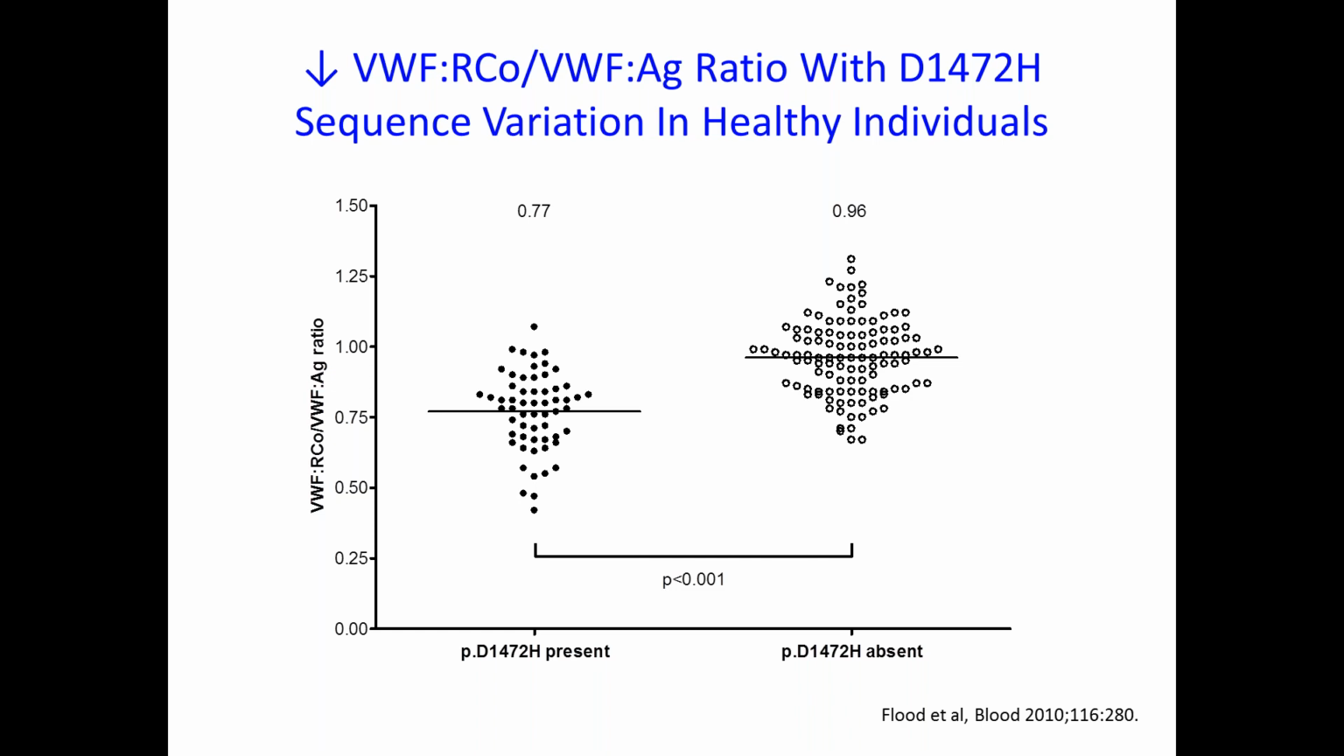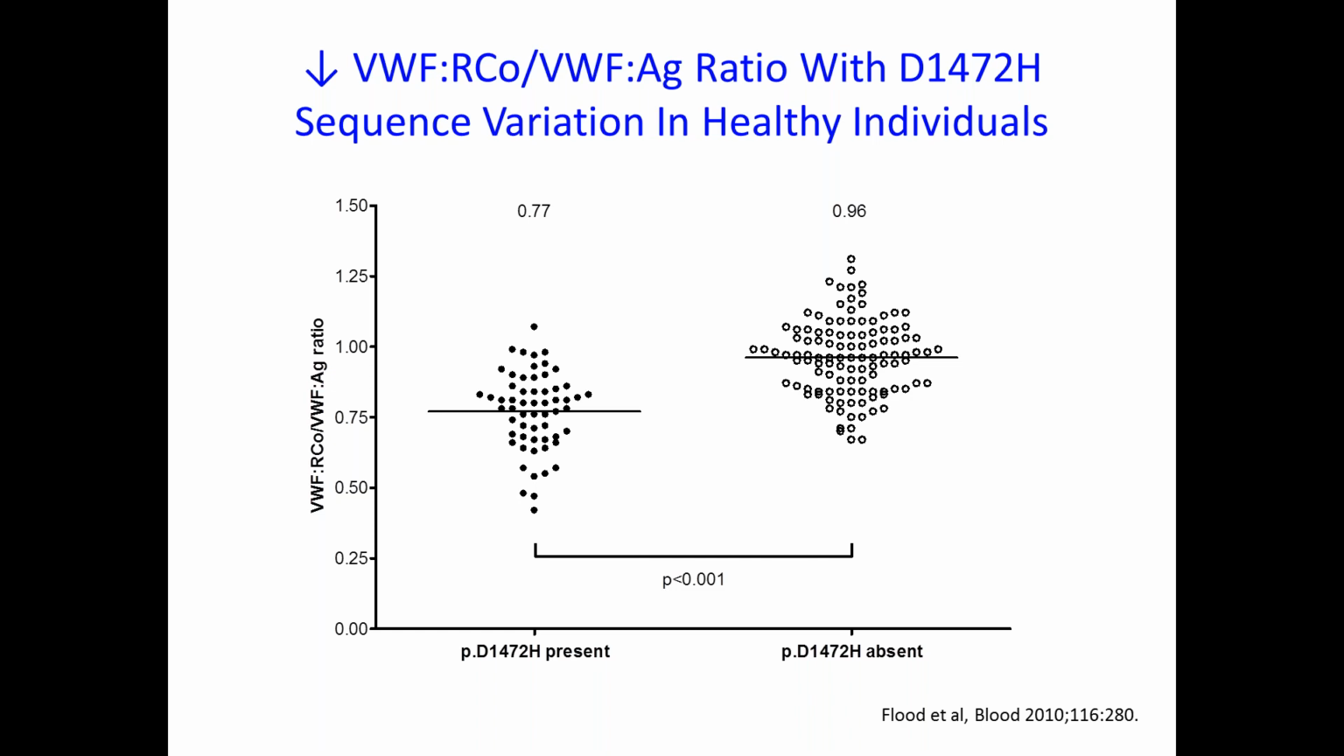And as you can see, the ristocetin cofactor to antigen ratio for the group without this variant was very close to 1. It was 0.96. For those with the variant, either 1 or 2 copies, the mean ratio was 0.77.